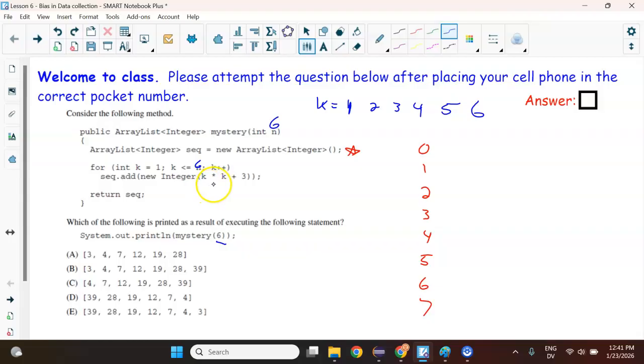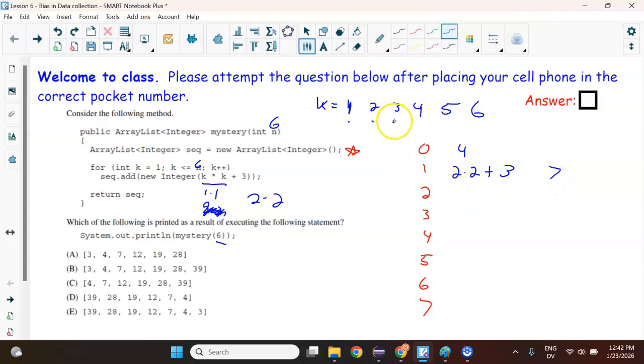And then each time, it's going to add a new integer, which is k times k plus 3. And the add, it's just adding with a single parameter. There's no position, so it's always going to add it to the end. Okay, so the first time when k is 1, it's going to be 1 times 1, which is 1 plus 3 is 4. And then when k is 2, sorry, because k goes 1, 2. So now it's going to be 2 times 2. So this spot's going to be 2 times 2 plus 3, which is going to be 7.